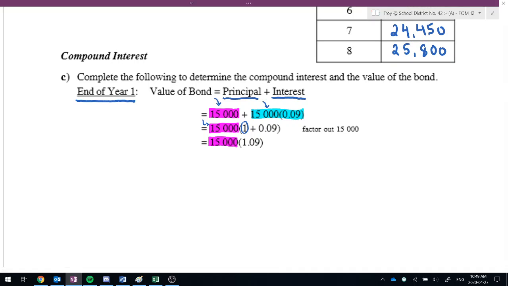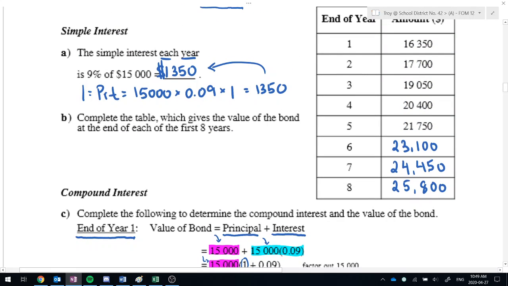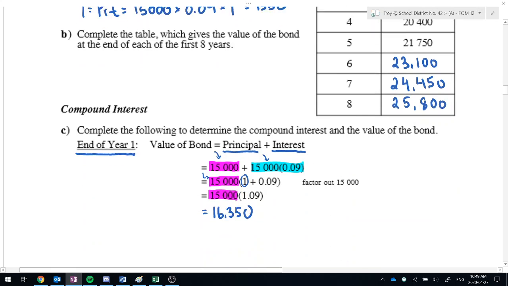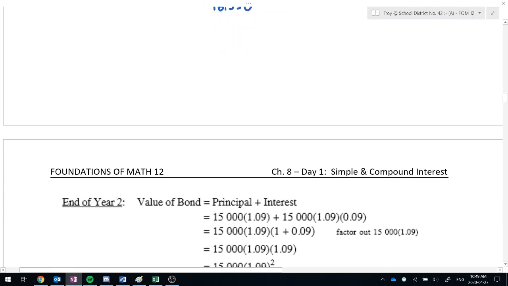Okay, so this is just a fancy way of calculating what our total amount in the account is going to be after the first year. So if you take 15,000 and multiply it by 1.09, you get a value of $16,350. Right, if you notice, that's the same as the simple interest. But now, we're going to go to the end of year 2.